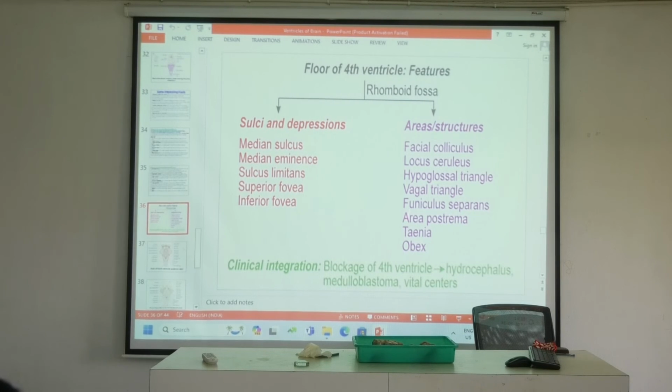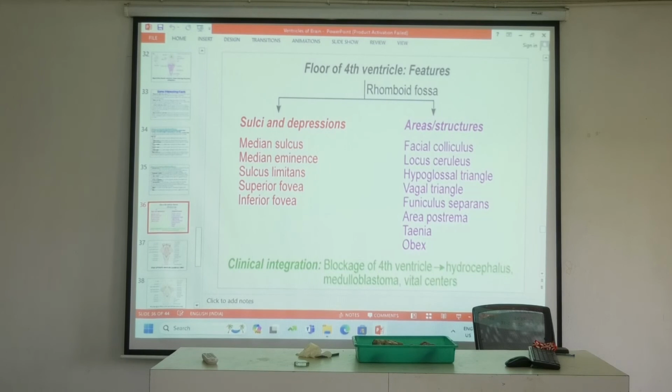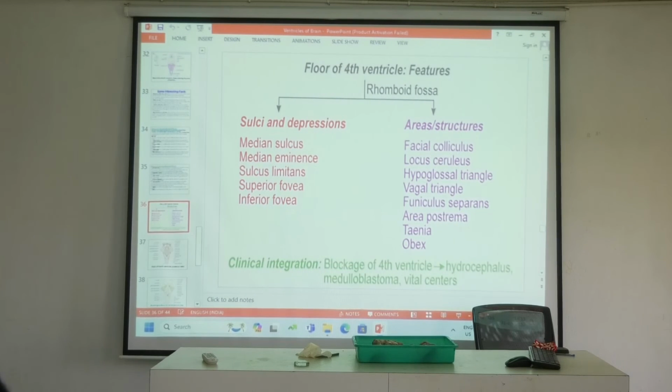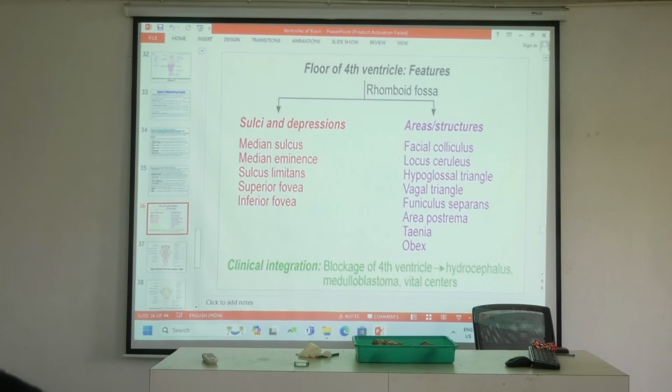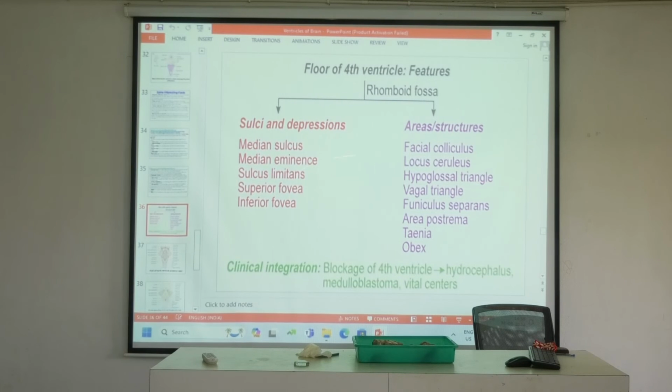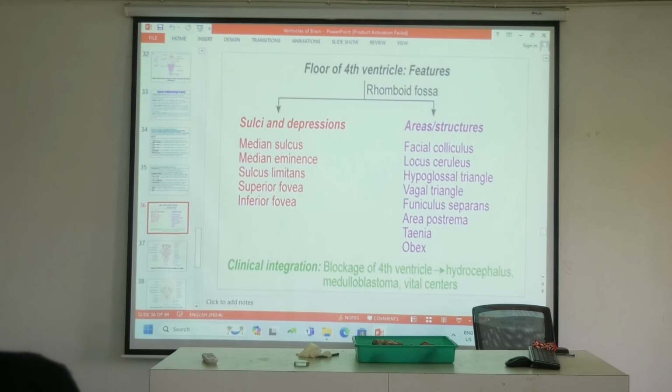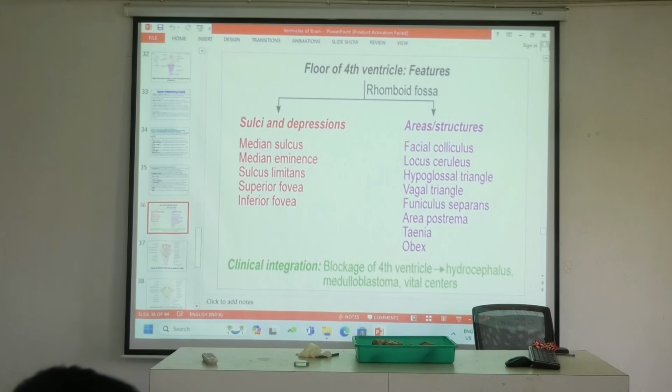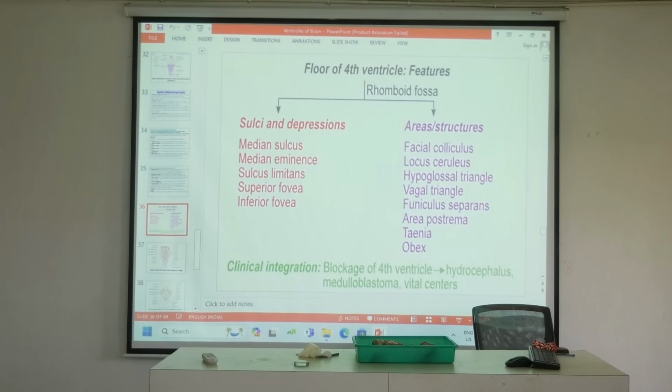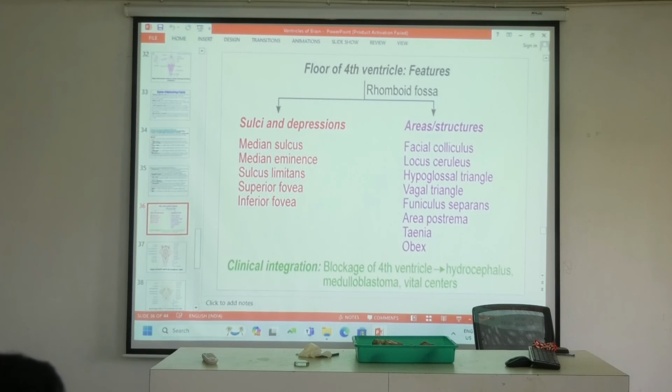Areas of structures: facial colliculus, a rounded structure in the upper part of the median eminence near the superior fovea. Locus ceruleus at the upper end of the superior fovea. Hypoglossal triangle near the lower end. Vagal triangle. Then funiculus separans at the upper end. Area postrema at the lower end. Tinea lining the inferolateral boundary. Obex is the lowermost end.